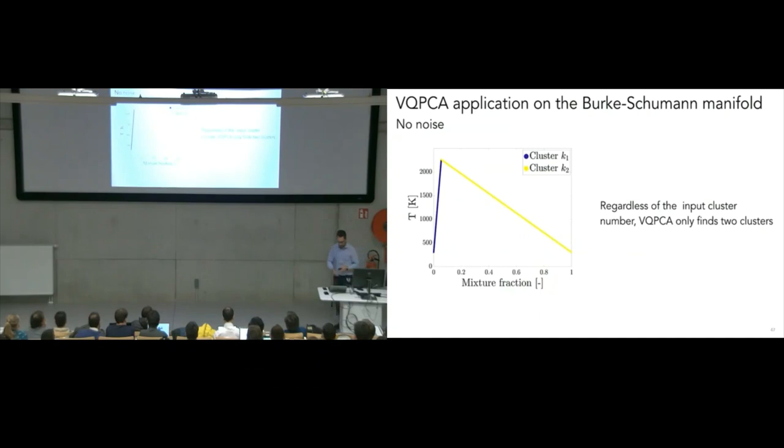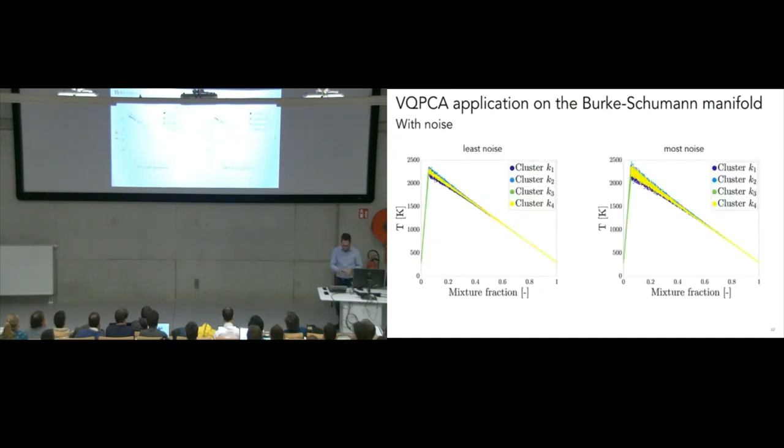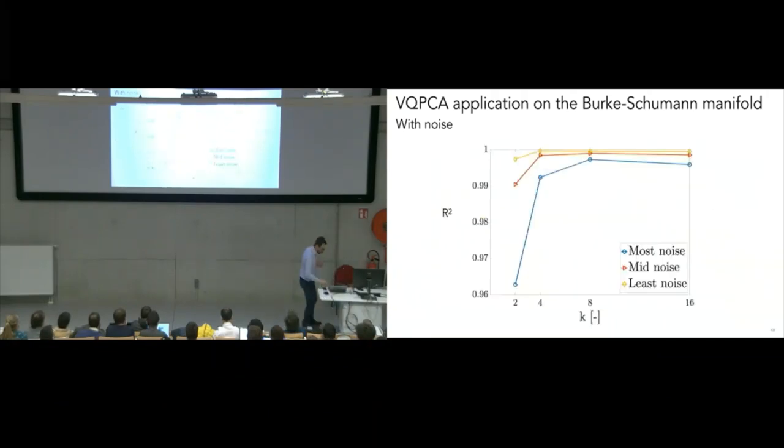regardless of the number that you put in the initialization, okay? And the other thing which is interesting is that if you start putting noise in the data, and I actually found this remarkable, it actually clusters the noise. It doesn't cluster as splitting in this region. It starts clustering the noise so that when you look at the correlation between the first principal component and the mixer fraction, you get an R square which goes to one. So it means that the first principal component explains 99% of the variance, and it's the mixer fraction.